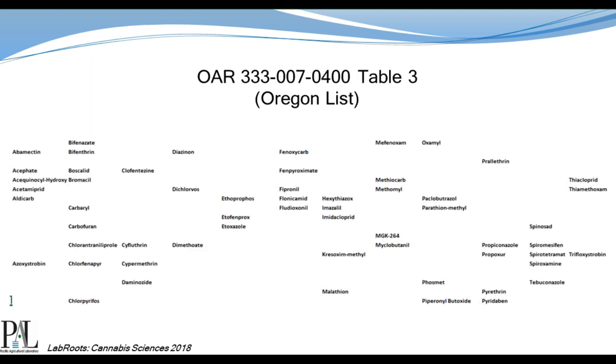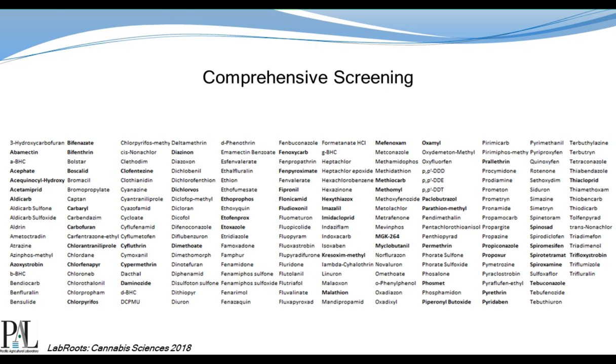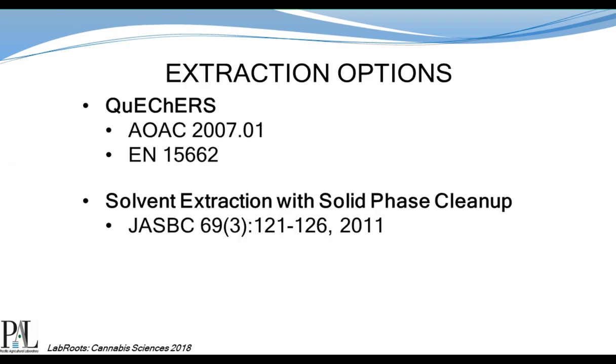So this slide is an example of what people refer to as the Oregon list, and these are the pesticides that are regulated in the state of Oregon. Now, our approach is to give us a list that looks like this. And so we're going to be filling in the gaps with other pesticides. They're all prohibited, and it just gives us a better screening tool.